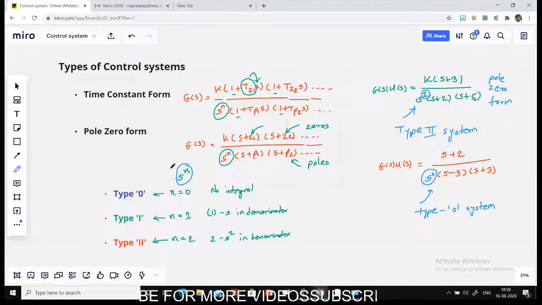So this is what I want to discuss in this video, the types of control systems and how you can identify those various types. We will be using these types in coming videos and in the various methods which we are trying to understand for a control system.